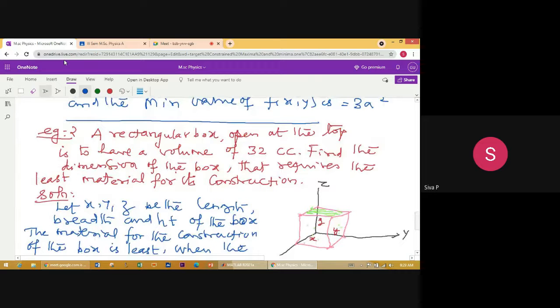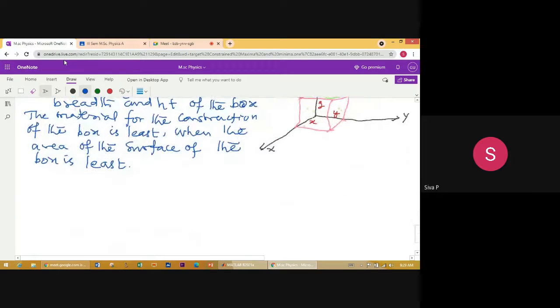So already it is given the volume is 32 cc. What is the volume of the box? 32 cc. What is the volume for the cuboid?